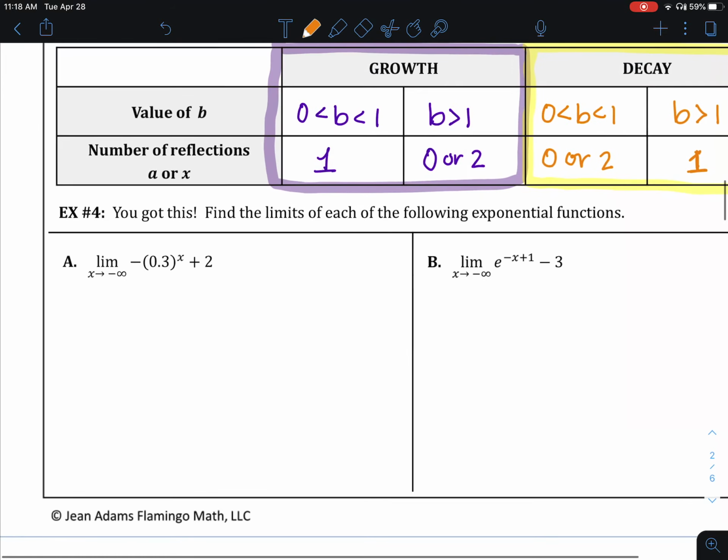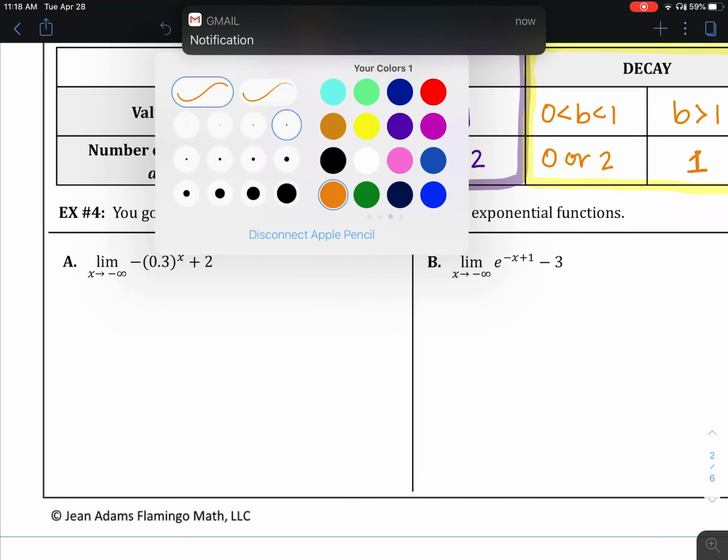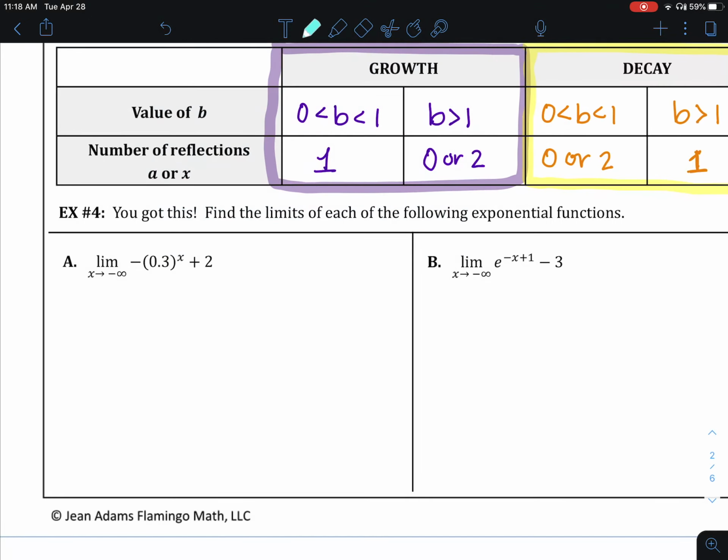All right, so looking at A and B here, I don't really want to sketch these. I want to just talk about what they would be doing and what they look like. We are looking at the limit as it goes to negative infinity. The first thing we need to look at is, based on our B value, do we have growth or decay? Based on our B value, we have decay. But we have a value out in front of our X that now makes it growth, because it is reflected across this horizontal asymptote.